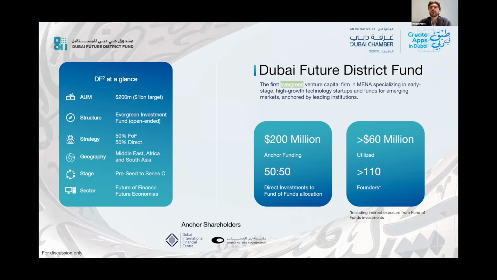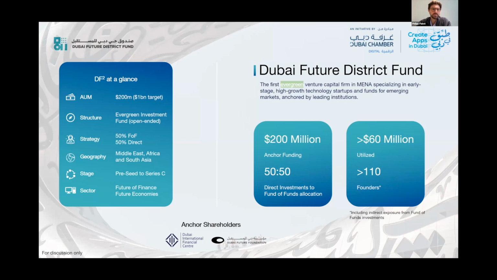So at the end of 2021 we were announced, and we started deploying capital at the beginning of 2022. We were anchored by two of the Dubai government entities, one being the Dubai Future Foundation. Not sure how familiar you are with the Dubai Future Foundation, but they can probably be viewed as somewhat of the innovation arm of the Dubai government. And then a pretty prominent free zone here in Dubai called the DIFC. This is actually also where we're based, and which is really the financial center of Dubai.